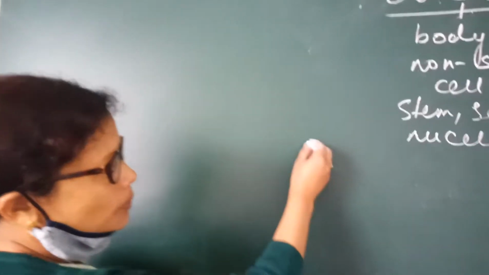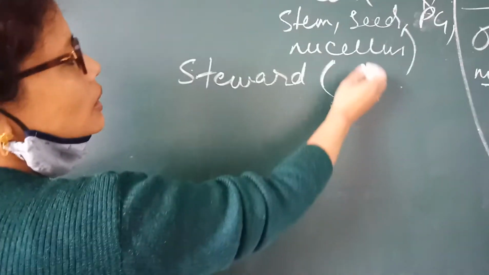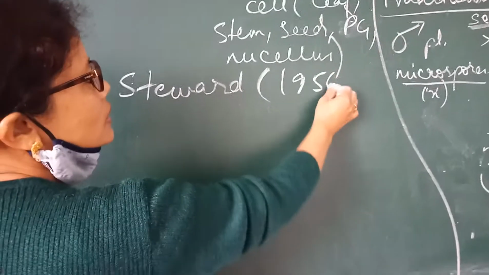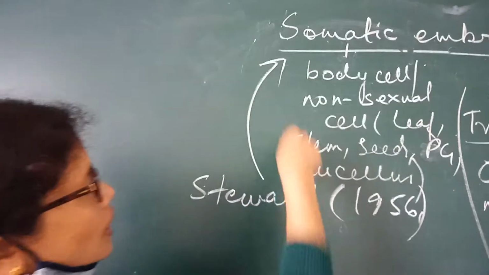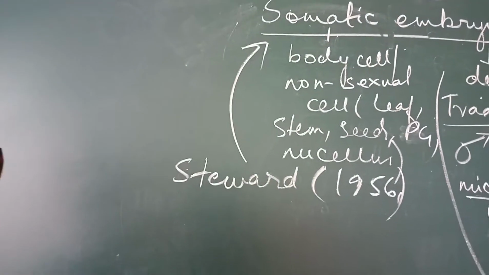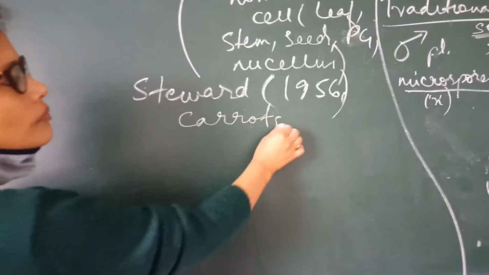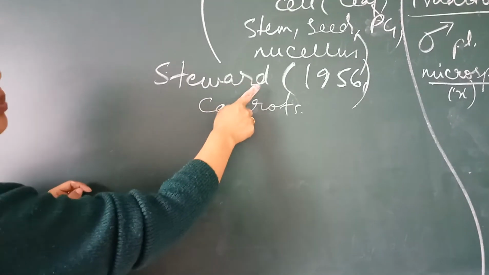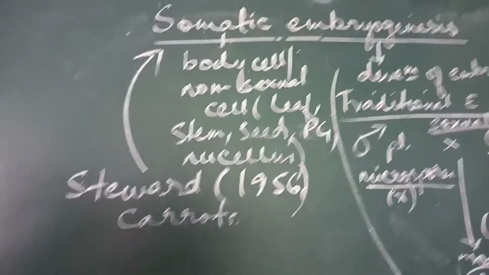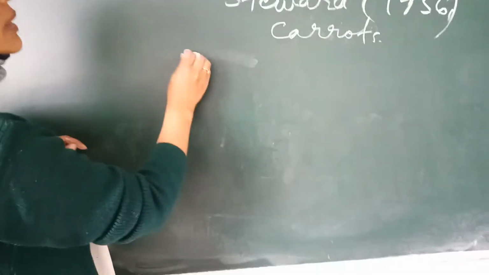Okay, look here. Now Stewart, in the year 1956, he was the first person who reported the phenomenon of somatic embryogenesis in carrots. He was the first person who reported the development of embryo from carrots. So you all know what is carrot. For example, this is carrot.